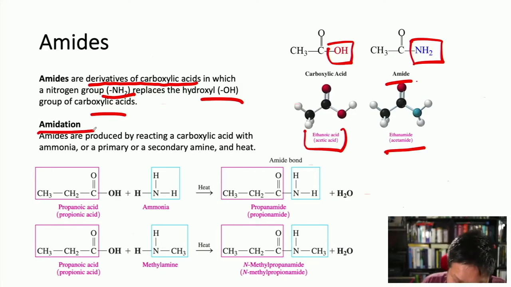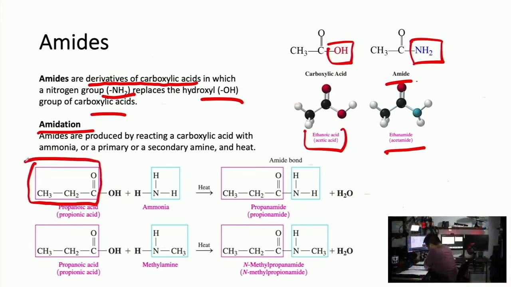Excuse me, my nose is stuffy. So here's the carboxylic acid part right here, the propanoic acid part. Being treated with heat and ammonia, the hydroxyl part will combine with one of the protons from the ammonia, right? And make water, leaving behind the NH2 or the amide part to recombine to make propanamide, right? Or propionamide.